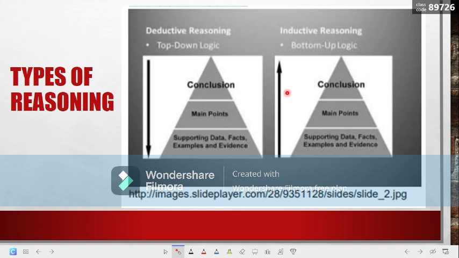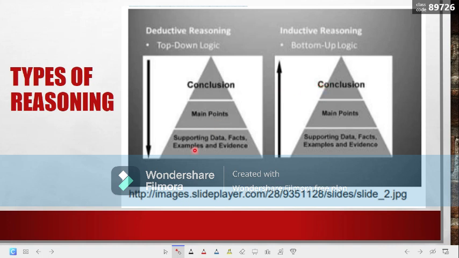Now let us discuss further what is deductive reasoning, meaning conclusions are given first, or generalizations or conclusions are given first prior to specific examples, facts, and evidences. Whereas for inductive reasoning, the data, the facts, specific examples are given prior to the conclusion or generalization.